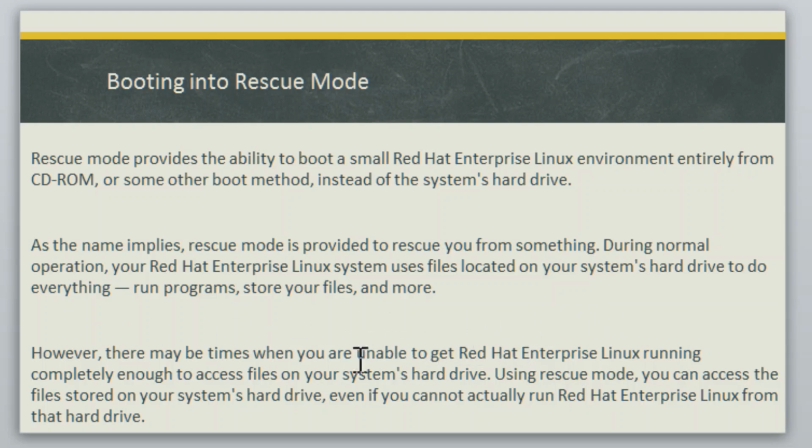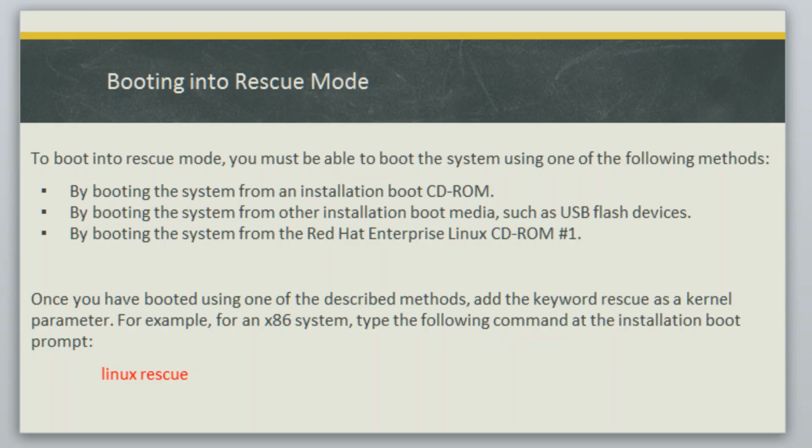This happens a lot when you mess with the /etc/fstab, guys, which is where you mount all your drives. So using rescue mode, you can access the files stored on your system's hard drive, even if you cannot actually run Red Hat Enterprise Linux from that hard drive. It's a good way to get in there and do some maintenance when your system's kind of locked up.